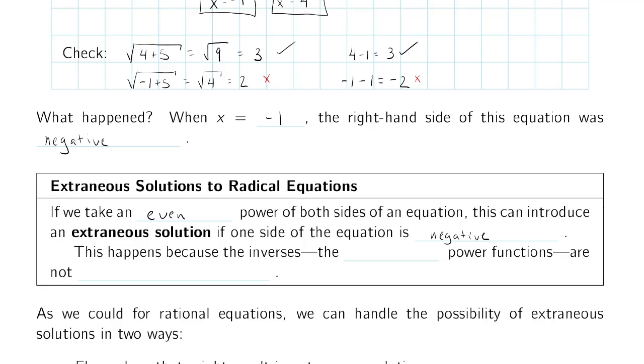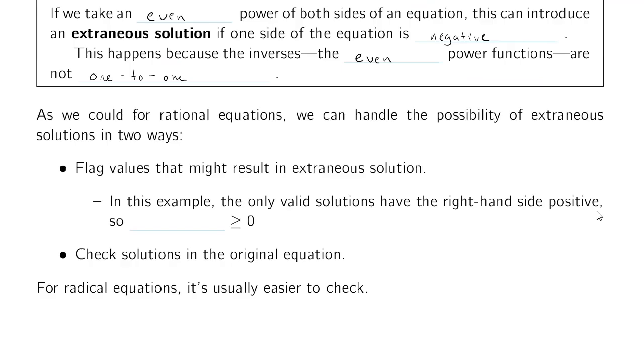So our radical functions were one-to-one, but their inverses, the even power functions, are not one-to-one. If we eliminate a function by applying an inverse that is not one-to-one, we risk introducing extraneous solutions. Just like we could for rational equations, we can handle the possibility of extraneous solutions in two ways. One, we can flag values that would result in an extraneous solution.